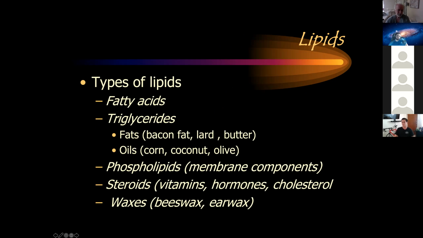Types of lipids: they're fatty acids and triglycerides. Triglycerides are the fats and the oils. Then the phospholipids, steroids, and waxes. So there are 5 different types of lipid that you should make note of.